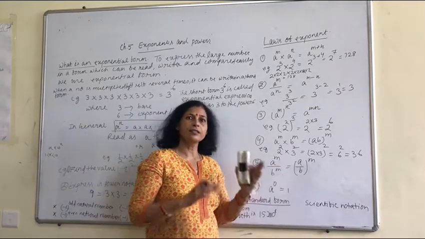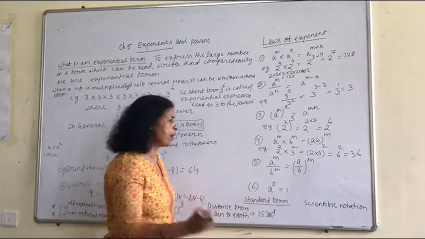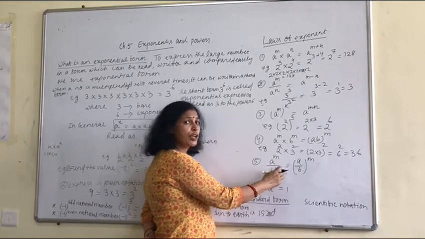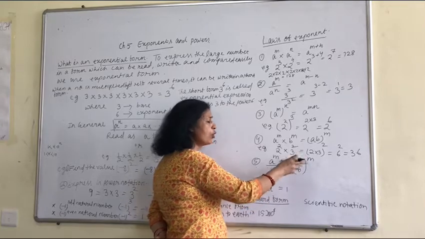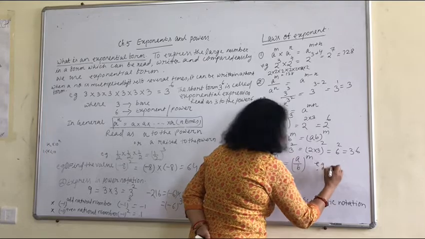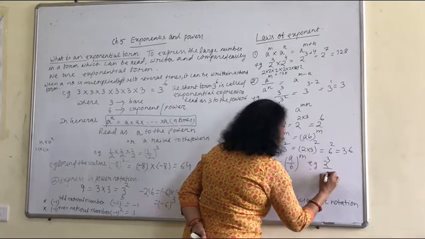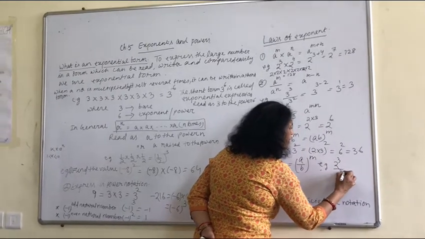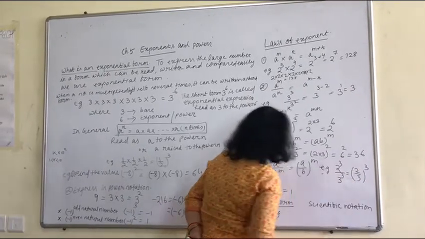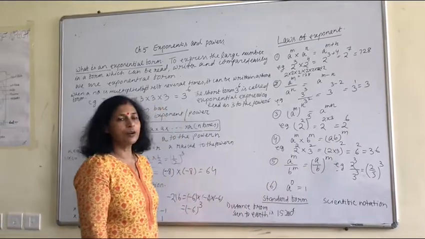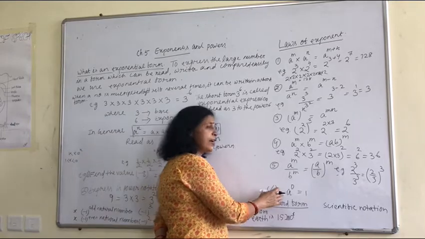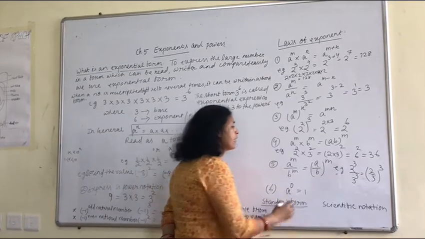Next, law number 5. Different bases divided with the same power: a to the power m divided by b to the power m is a upon b whole to the power m. Take an example. Suppose 2 to the power 3 upon 3 to the power 3 is 2 upon 3 whole to the power 3. This is law number 5. The last law is a to the power 0 is 1. Take an example.